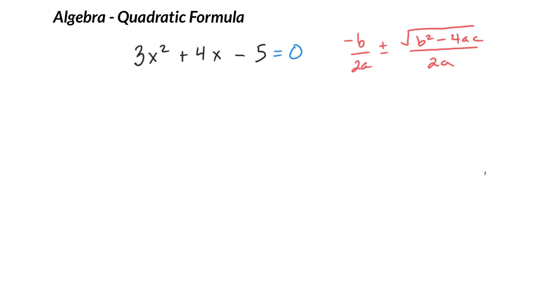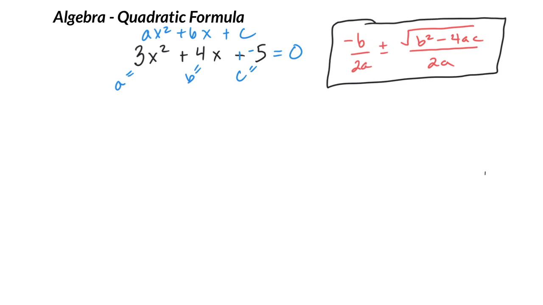Okay? Now, our general way of writing a parabola is a times x squared plus b times x plus c. So in our case, a is equal to 3, the coefficient on x squared, b is equal to 4, and c is equal to negative 5. The quadratic formula is right here. This can be proven using completing the square. It is just a generalization of completing the square.